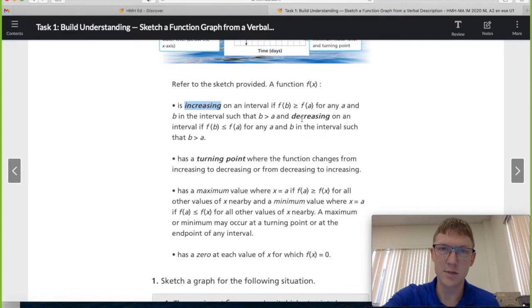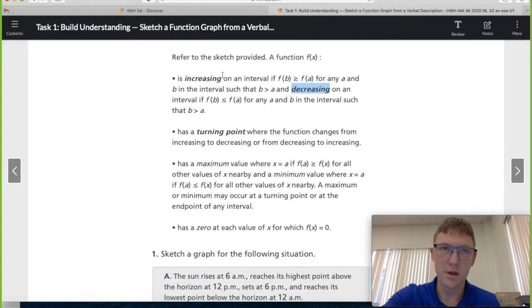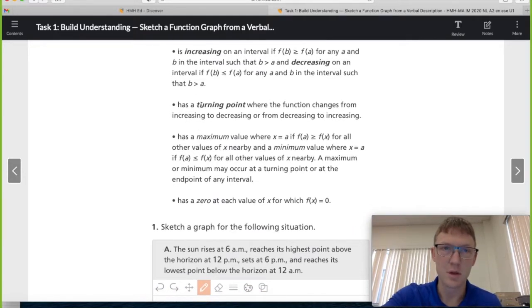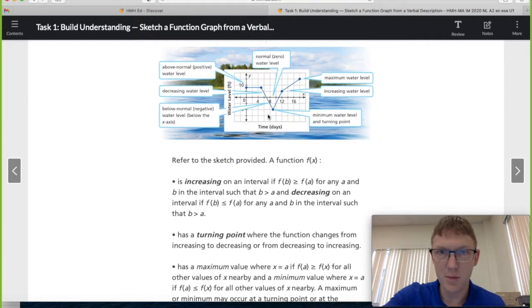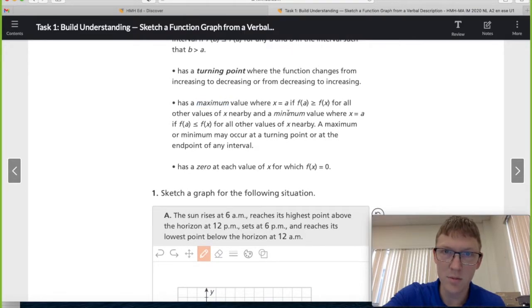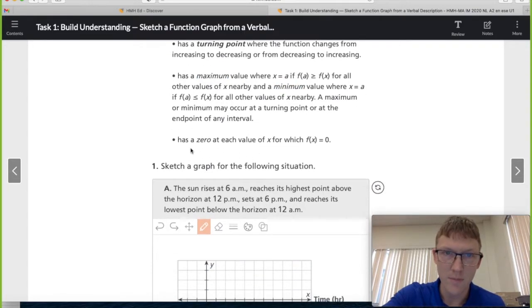Increasing, we talked about. Decreasing, there's the scientific, mathematically precise definition, but it's what I kind of told you. Turning point, where the function changes from increasing to decreasing or from decreasing to increasing, that would be right there. Maximum value, minimum value, and a zero. That's a pretty important one.